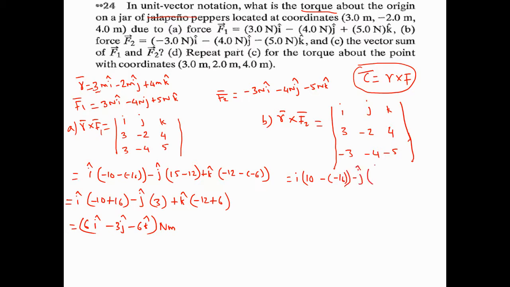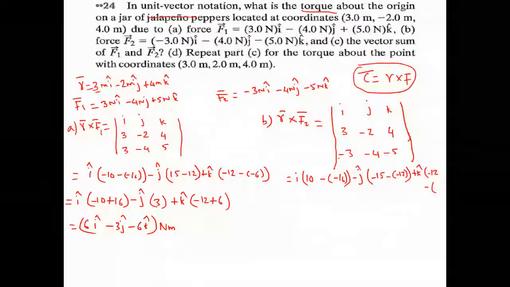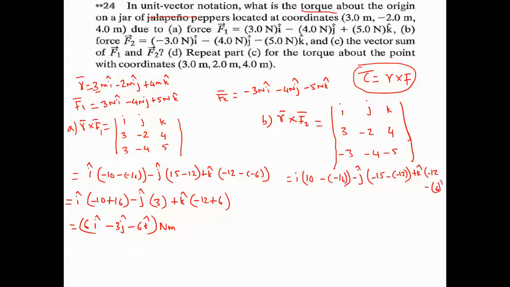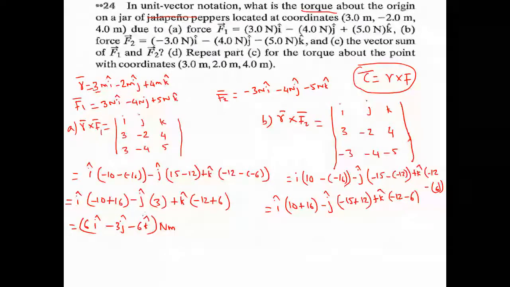Then minus of j cap, minus 5 multiplied by 3, minus 15, minus of minus 3 multiplied by 4, minus 12. Then the last one, plus k vector, k cap, minus 4 multiplied by 3, minus 12, minus of minus 3 multiplied by 2, plus 6. And then we are going to simplify. How to simplify? I cap 10 minus into minus plus 16, minus j cap minus 15, minus into minus becomes plus 12, plus k minus 12 minus 6. Clear? Understand?